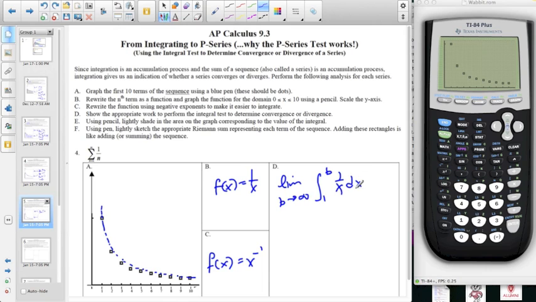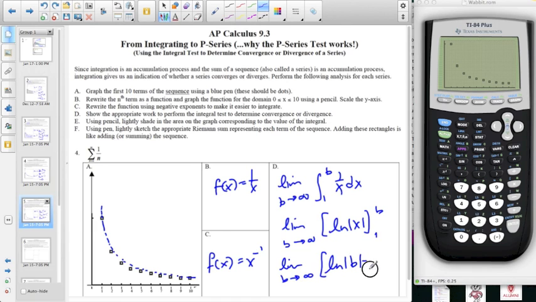dx. And we know that as the natural log. So we have a limit here as b goes to infinity of the natural log of the absolute value of x from 1 to b. And so as we plug in the upper and lower bounds here, we've got the natural log of the absolute value of b minus the natural log of 1, which is 0. And of course, as b goes to infinity, the natural log goes to infinity.